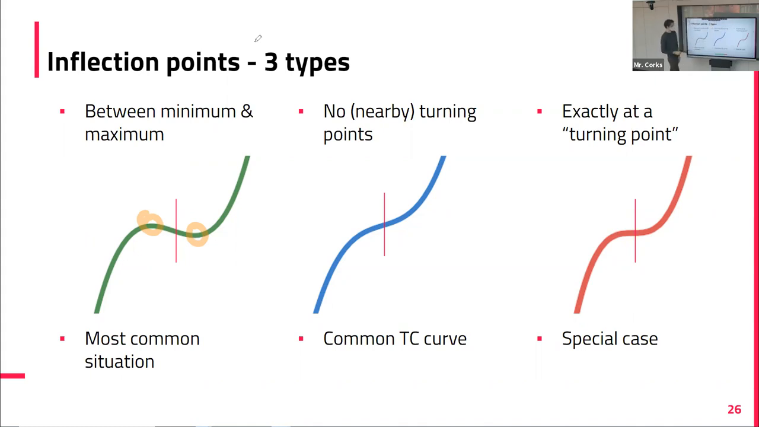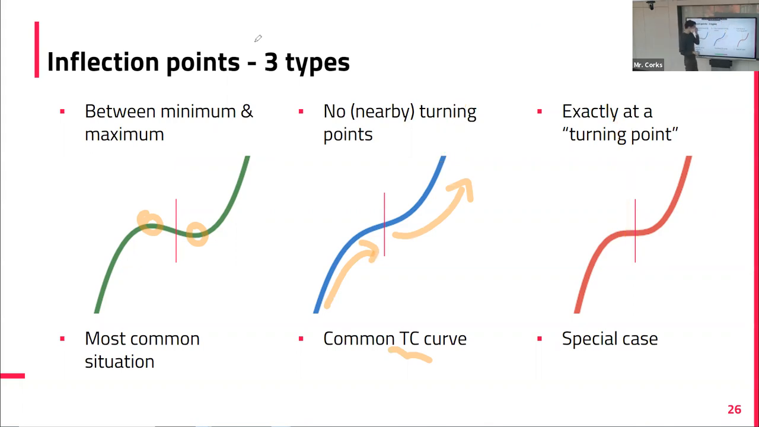Second scenario, not that common in general, but when we look at these total cost curves, we will see it very often, is where there are no nearby turning points. Slope actually never gets to flat here, it just switches type. So this curving down here, curving up here. There could be other turning points later, like this, but if that happens, there would need to be another inflection point before that thing happens. So no nearby turning points.